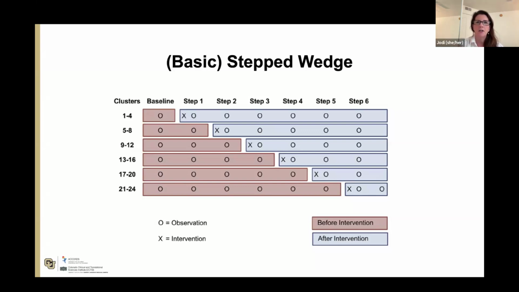So what you can see here is that there are different clusters. In this case, it looks like there's 24 clusters. Clusters go in groups of 4. Everybody has the same kind of run-in or baseline or kind of control period or comparison period. And then that blue would be when clusters 1 through 4 get the intervention, clusters 5 through 8 get the intervention. Okay, so you can see that there's varying time to when the intervention happens.